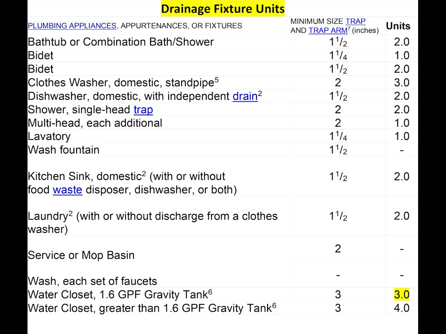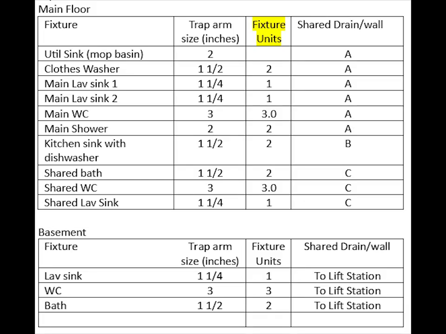This code uses fixture units to determine the size of drainage piping. This is essentially how much water the fixture will discharge. You can see in this table the number of units per fixture and the associated drainage trap pipe diameter. Here is a table with my fixtures specified.